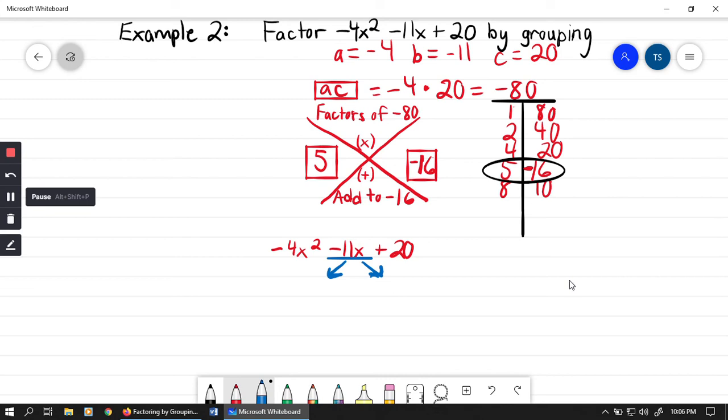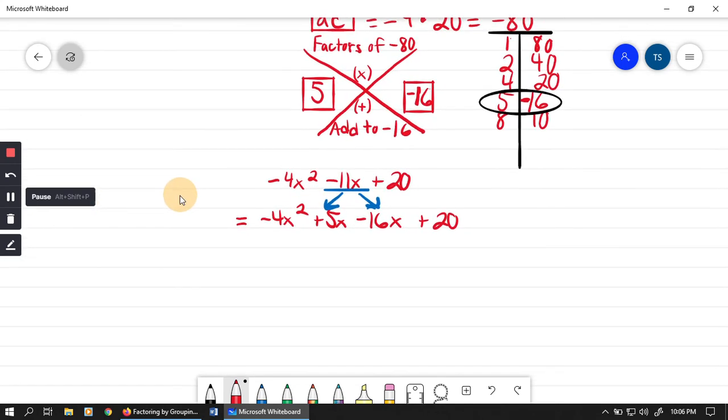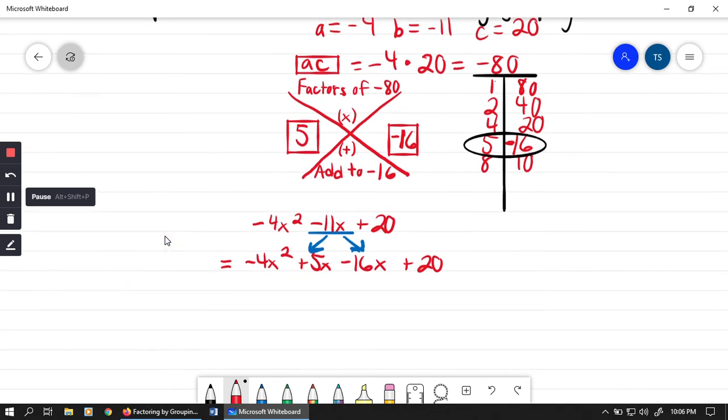So remember, next we use those two factors to split up our middle term, so that we can have this written as a polynomial with 4 terms. So that'll be negative 4x squared plus 5x minus 16x plus 20. Now that it's written with 4 terms, we can factor by grouping. Remember that when factoring by grouping, first we group our terms: group the first 2 terms together and group the last 2 terms together.